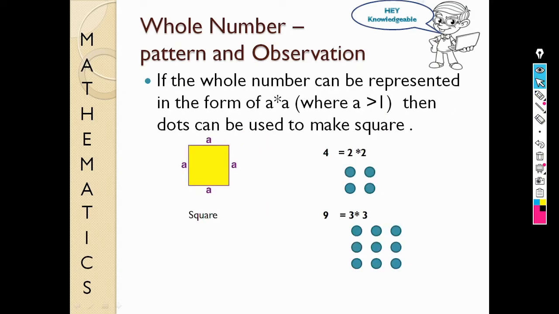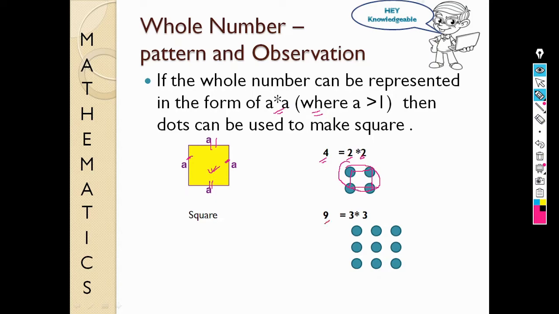Now coming to the second observation: if the whole number can be represented in the form of a into a, where a is greater than 1, then dots can be used to make a square. So what is a square? A square is a shape where all the four sides are equal. If you take the case 4, it is 2 cross 2 and we can place all the 4 dots in such a way that it makes a square.